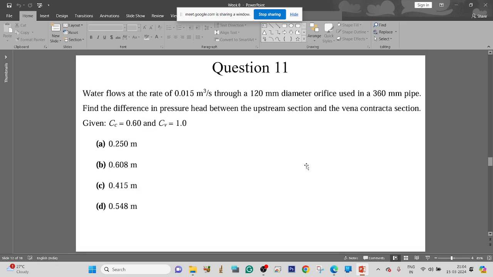Okay, so water flows with a given volumetric flow rate through a 120 mm diameter orifice used in a 316 mm pipe.